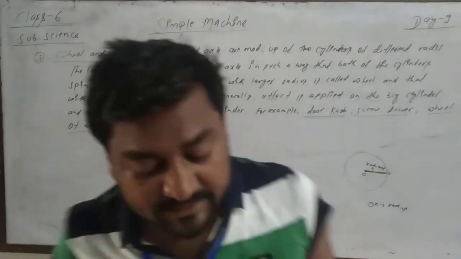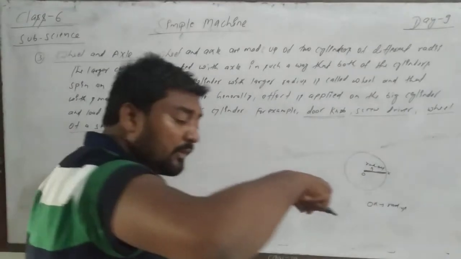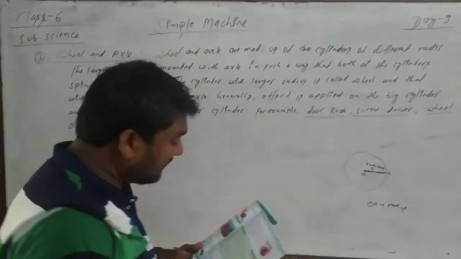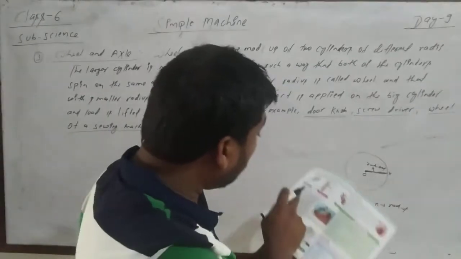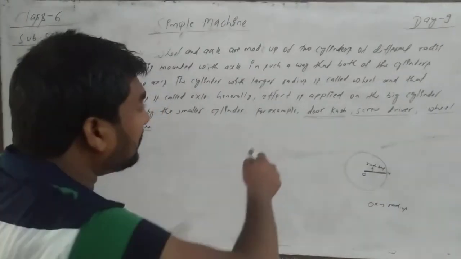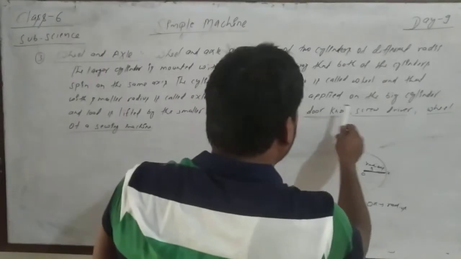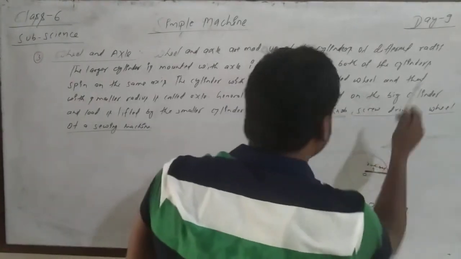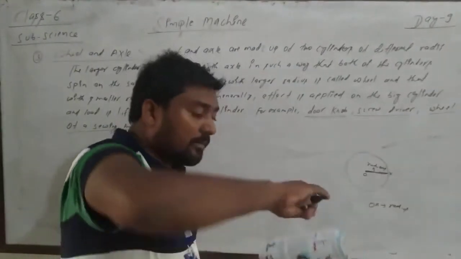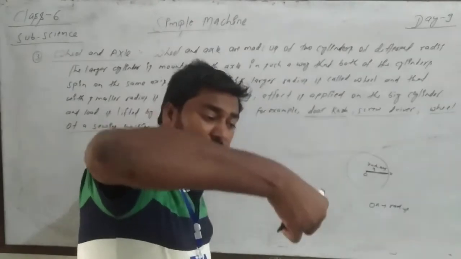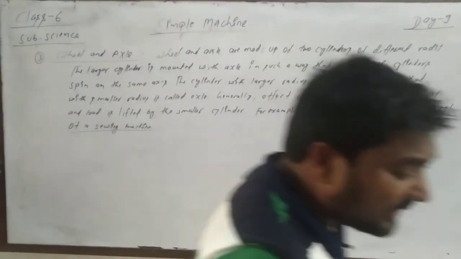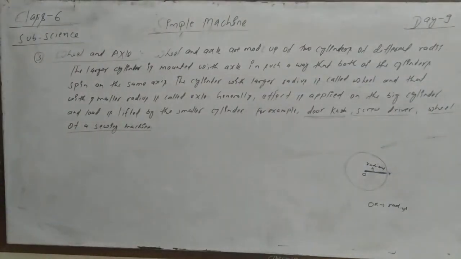Just like a door knob, you can see when you turn like this, okay, and it opens, no? And just like a roller stand here, and a screwdriver, you can see the bigger one. Effort is applied on the big cylinder, and load is lifted by the smaller cylinder. The person catches the screwdriver's upper part, that is the big cylinder, and the smaller one applies the force.